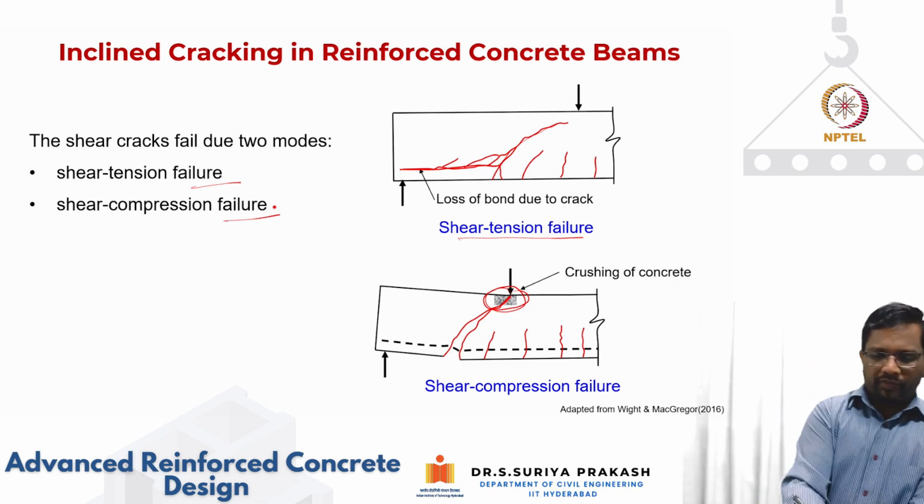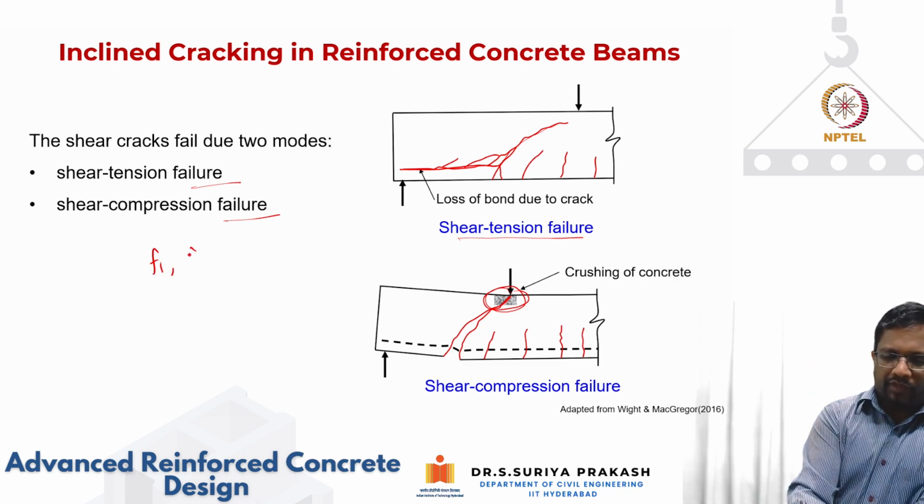So again, how do we classify them? You calculate your principal stresses f1 and f2. Let's say f1 is a principal compression, f2 is a principal tension. So if f1 becomes more than f'_t, then you're going to have tension.